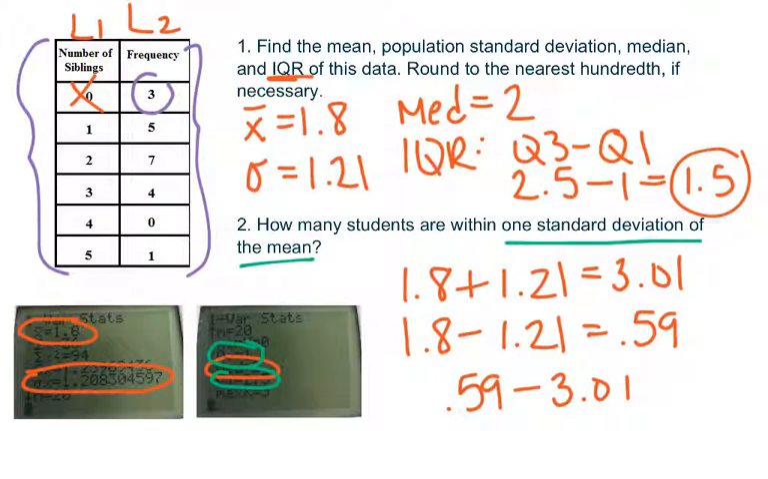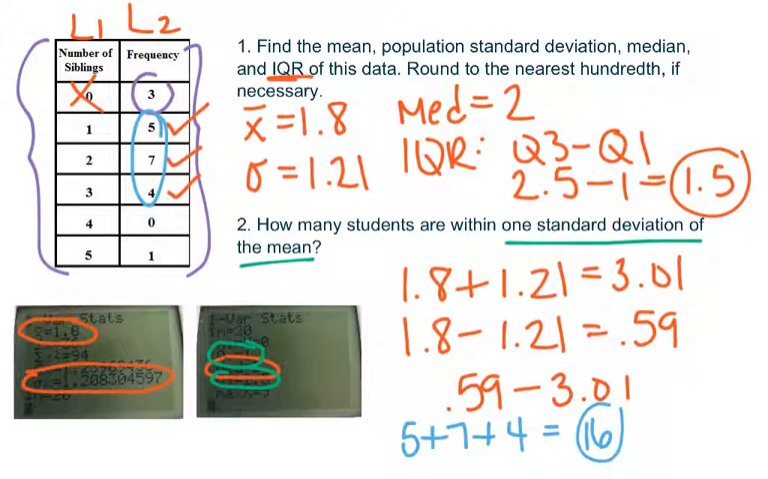1 is between, so that one works. 2 is between, and so is 3. Since it's 3.01, 3 is included. So I'm going to take those 3 frequencies and add them up. And that gives me 16 students that are within 1 standard deviation of the mean.